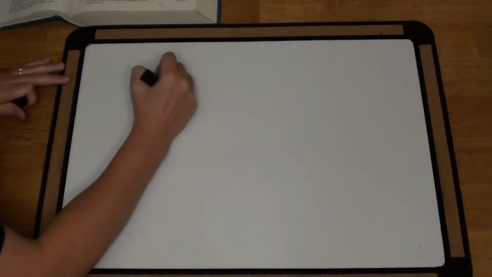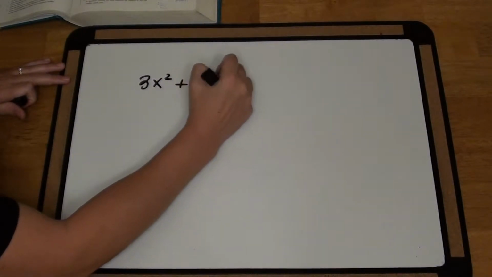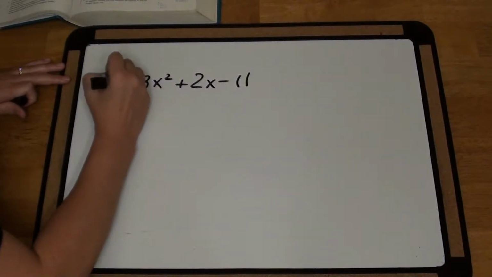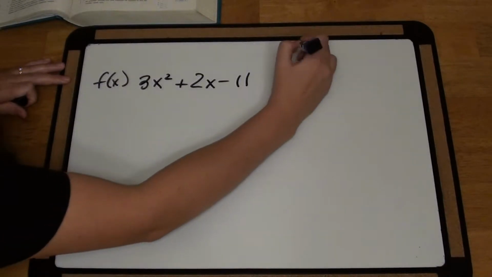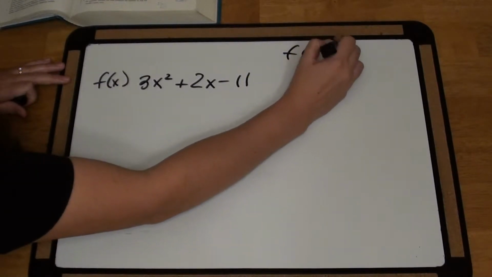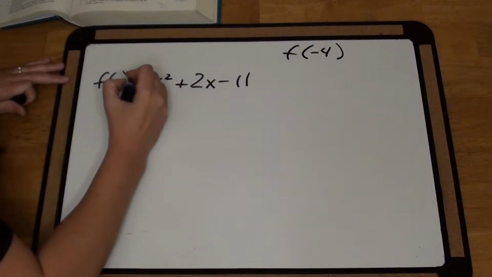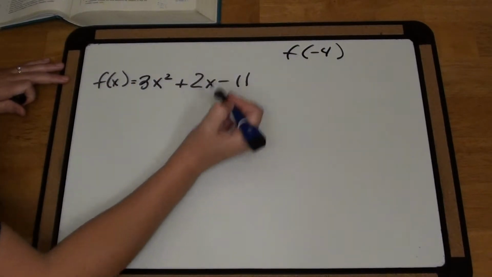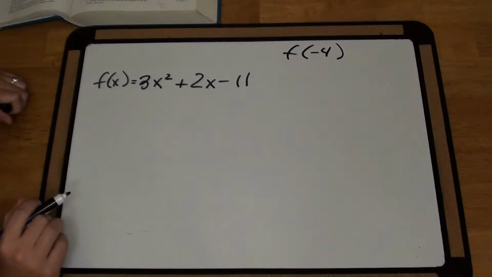Okay, section 5.5 talks about evaluating quadratic equations. And if you look at example 1, A should not be hard. F of -4, you just pop that -4 in. So what we have is 3x squared plus 2x minus 11 is the same as f of x. They want to know f of -4. Of course, we just take this -4 and pop it in for every one of these x values. That shouldn't be difficult for you.